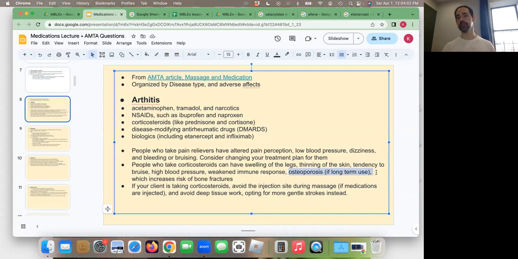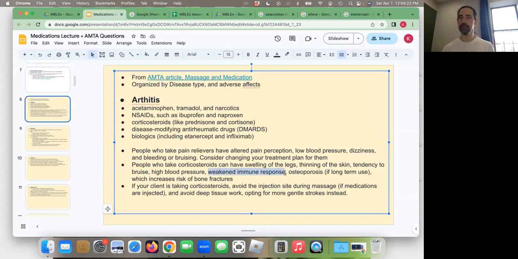Also osteoporosis, which increases the risk of bone fractures. So you can see like if someone has long-term steroid use, you definitely don't want to be putting pressure across the bones, putting pressure on the bones in the same way that you would someone who is not on steroids long-term.